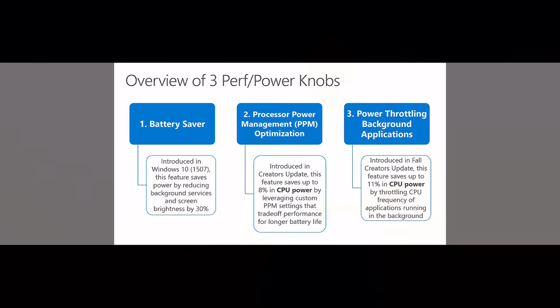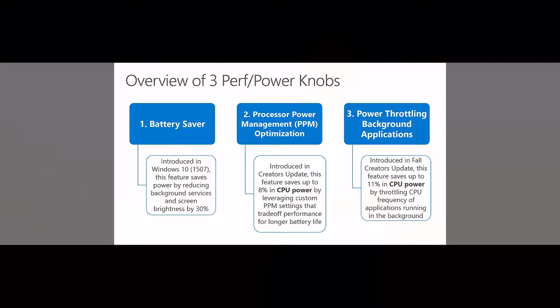The second knob is the processor power management optimization, which allows the OS to make performance or power trade-offs in the CPU. In the Creators update, this must be enabled by each OEM. So please reach out to your silicon vendors for guidance on how to enable and customize PPM settings through Windows provisioning. In the Fall Creators update, the OS will ship with default out-of-box PPM settings that will be available on battery-powered devices from several chipsets.